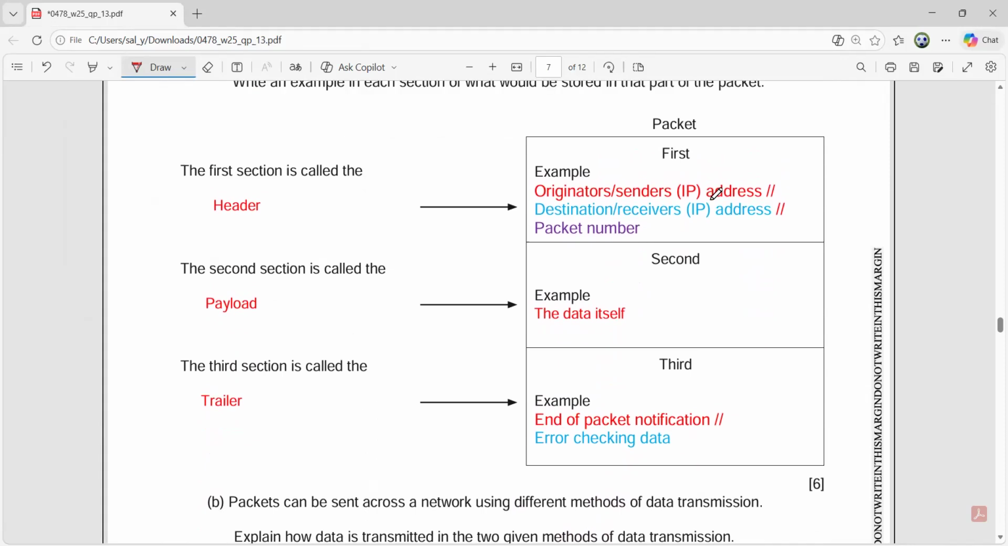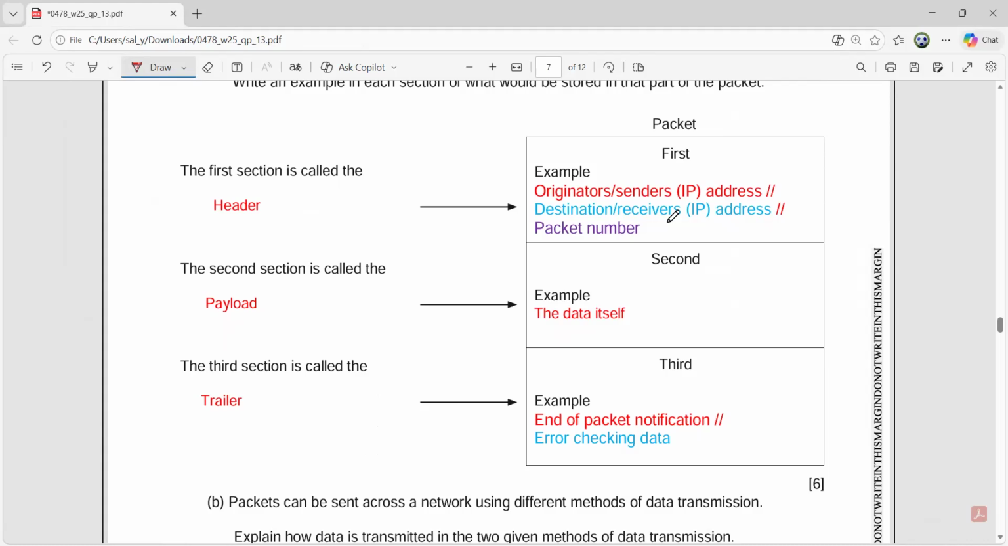I've mentioned that if the child has written originator's or sender's address, perfect, IP address. If another child has written packet number, that is also correct. Another child wrote receiver's IP address, that is also correct. The fourth child wrote destination IP address, that is also correct. So whichever options are available are all written here for your help so that you can recall when you are preparing for your final exam.